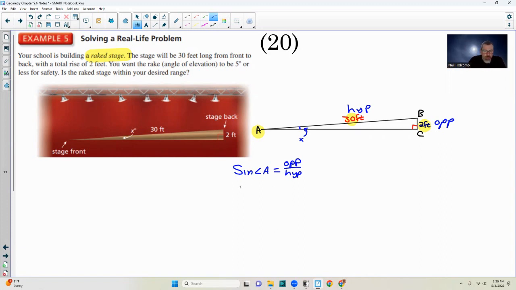Okay, so I'm going to substitute in now. Sine of X equals 2 over 30. I want to know what the angle is, and since I don't know the angle, I'm going to take the sine inverse. So X is going to be approximately the sine inverse of 2/30. When you don't know the angle, you use the inverse of sine, which takes the opposite over the hypotenuse. So X is approximately sine inverse of 2/30.